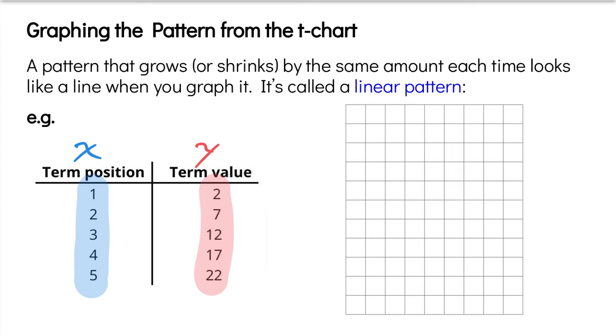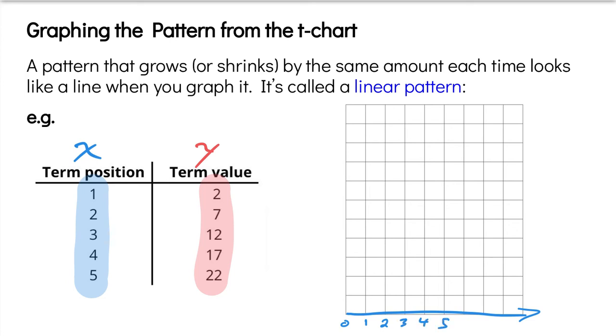Here I can see the term positions, those are 1, 2, 3, 4, 5. Those are going to go along the bottom. I could go 1, 2, 3, 4, 5, or I could go 1, 2, 3, 4, and oh, I don't quite have enough room. It would space them out nicer if I could go all the way along the bottom, but I don't have enough, so I'll just go along here. So the first thing, I put my x-axis down. I would use a ruler if I were you, and then I'm going to label them 1 to 5.